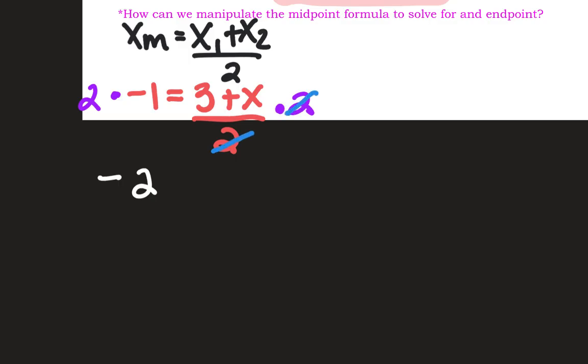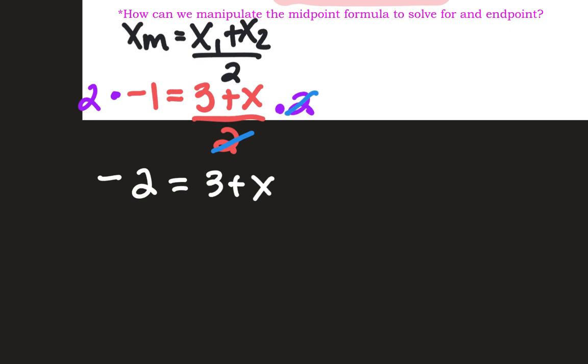They cross each other out. It actually just becomes 1. 2 divided by 2 is 1. 1 times any number is that number, okay? What do I have left on the right side? 3 plus x. Good. Now what do we have to do?